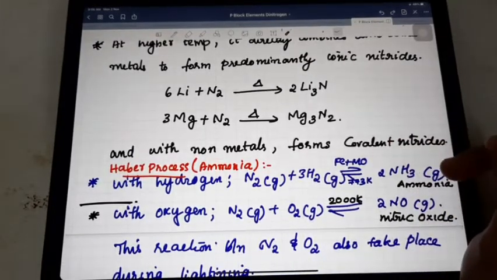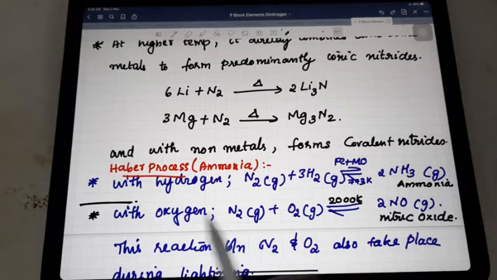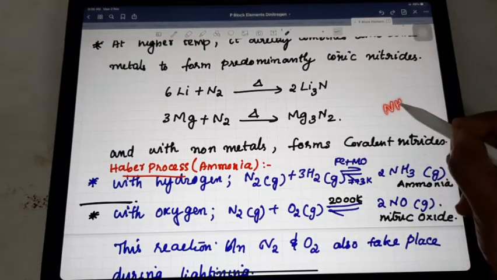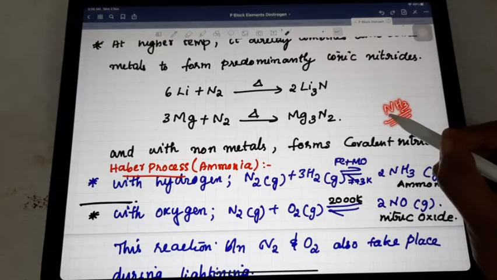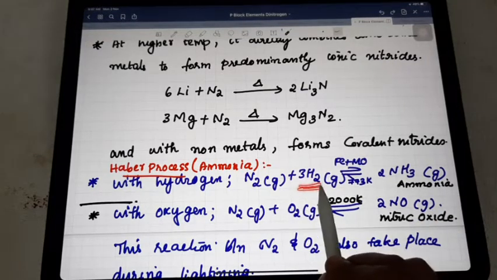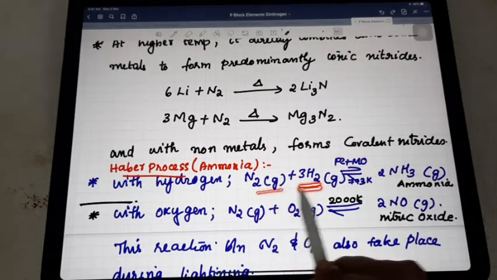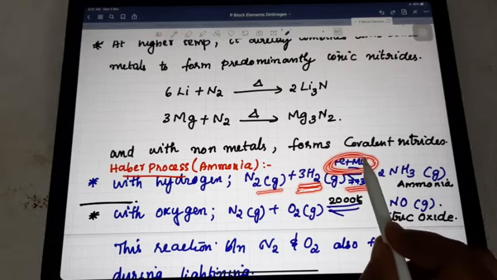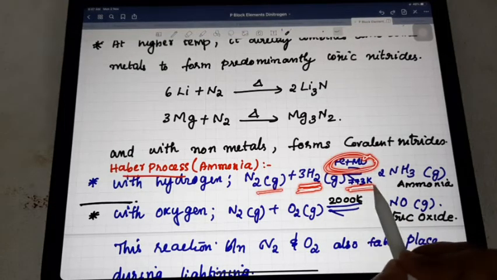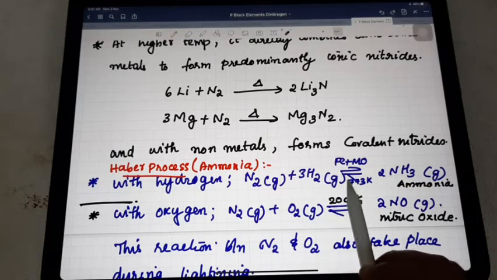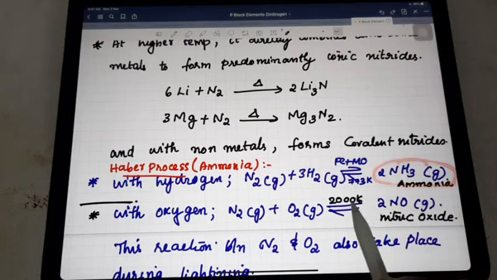Next, with non-metals, it forms covalent nitrides. The Haber process is an example; you studied that. It is the method we use for the preparation of ammonia, NH3. Hydrogen and nitrogen combine, and here we consider hydrogen a non-metal. This combination takes place in the presence of an iron plus molybdenum catalyst. Here molybdenum is used as a promoter. At 773 Kelvin, it results in NH3, ammonia. This is a covalent nitride.